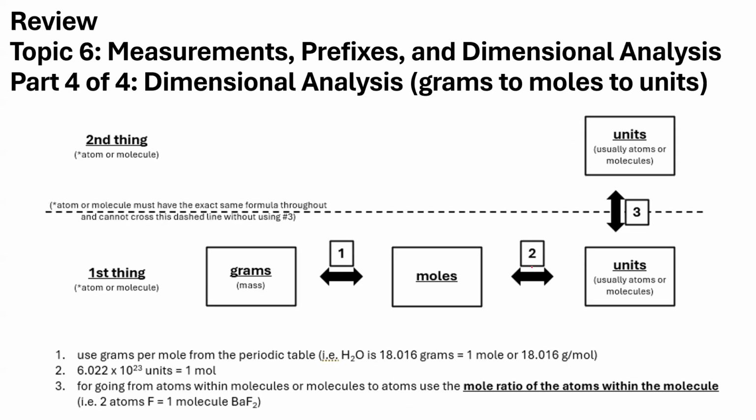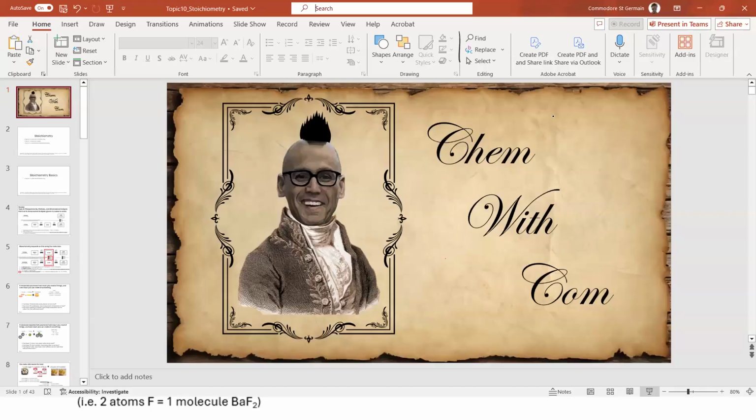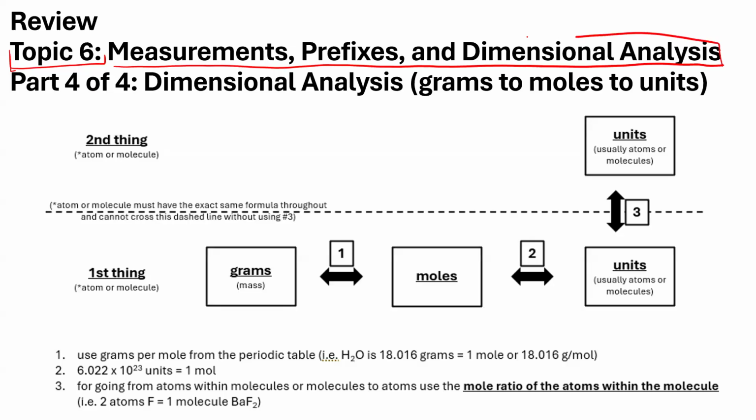This is sort of a continuation from topic 6, so go back and review that. It's measurements, prefixes, and dimensional analysis. It's the very last part, a continuation of dimensional analysis. It's very related, so look at that part 4. This is what we left off on. This is a little conversion table I made. We're going to build on this and make a more complex one, but for now, this is what we left off on in topic 6, part 4 of 4. So review that video if you need some help with that.